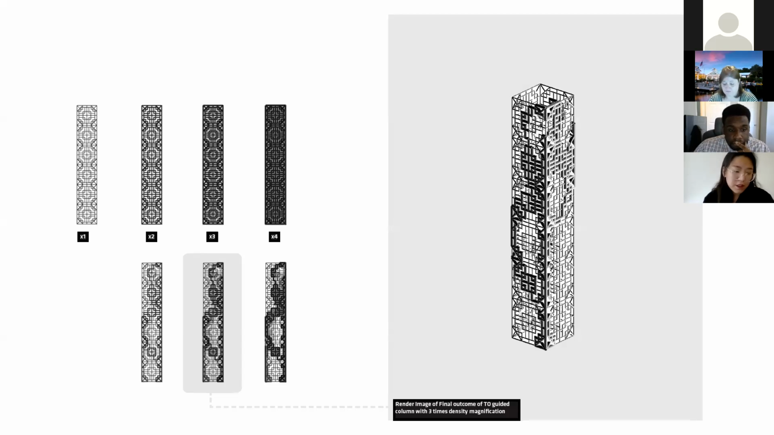And this illustration shows the final result. I tried different thickness multipliers for the reinforced members for the sake of visual comparison. The right image shows the final column design with triple reinforced TO-guided lattice column members when the base thickness was 2 centimeters.